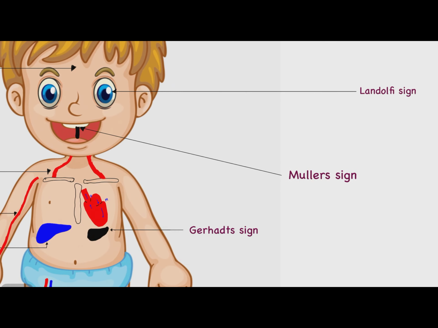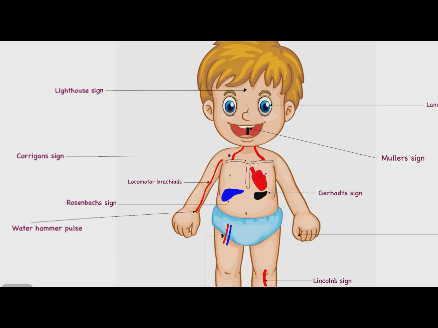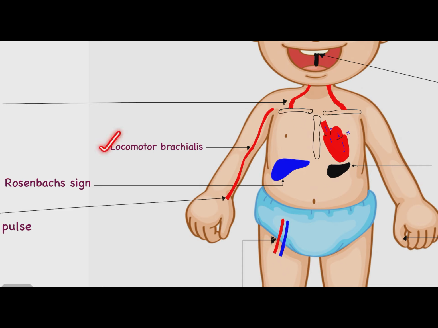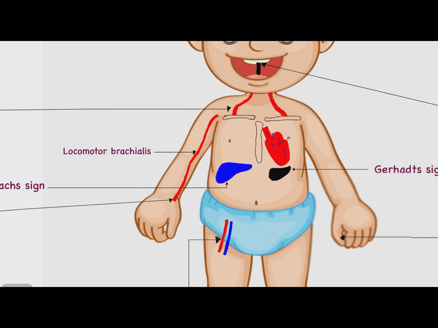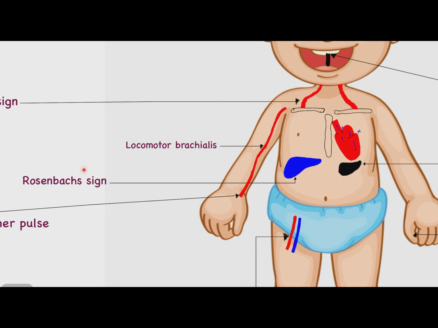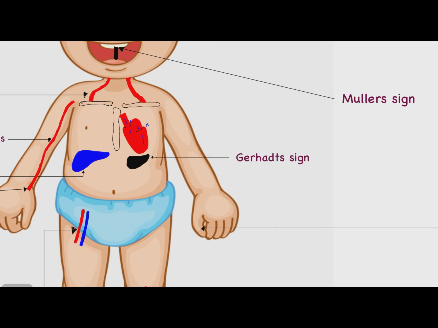Another sign seen here is Muller's sign, which is uvula pulsations. The next sign is Corrigan sign, which is the prominent pulsations of the carotid and the supraclavicular vessels. The next sign is Locomotor Brachialis, which is the visible prominent pulsations of the brachial artery. Now pulsations of the abdominal organs are also named by some signs. Pulsations of the liver are known as Rosenbach sign, and spleen pulsations are known as Gerhardt sign.